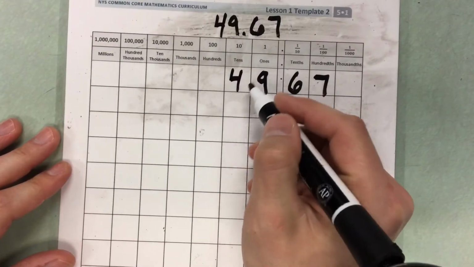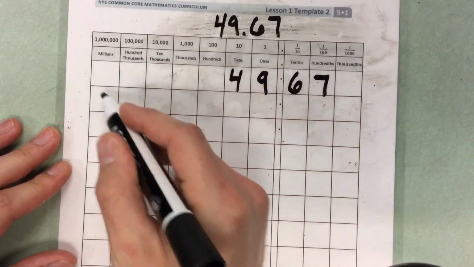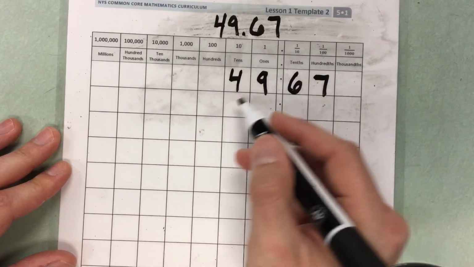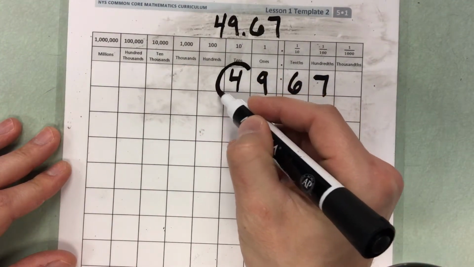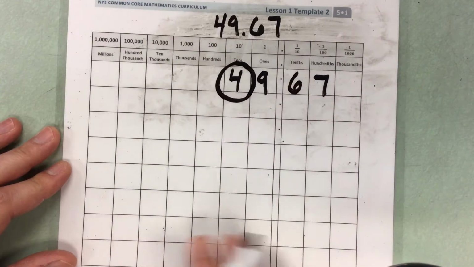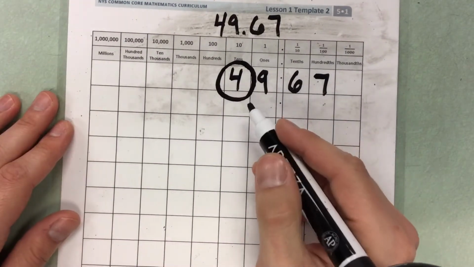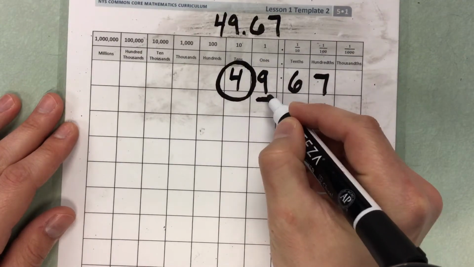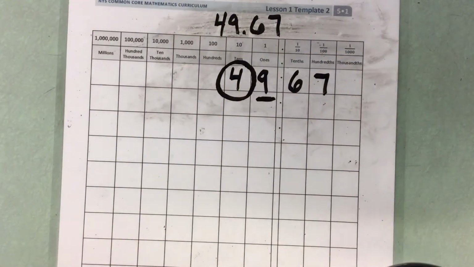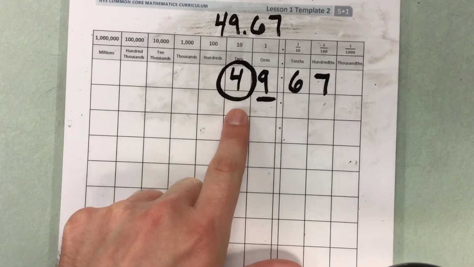So usually I would circle everything to the left of the 10 space. Well, we don't have anything here since we're rounding to the tens. This is the largest number. So I'm just going to circle this one, these 4 tens here. I'm going to underline my 9. So the 9 is going to tell me what I need to do in this 10 spot.